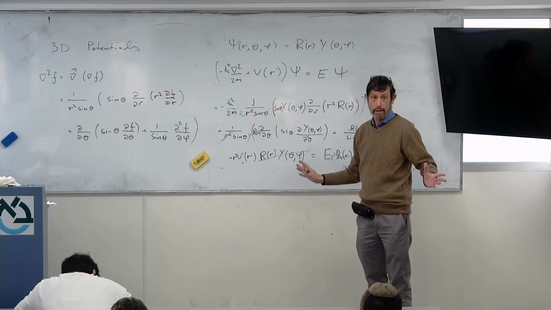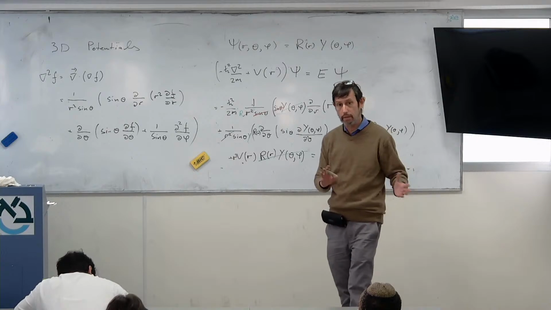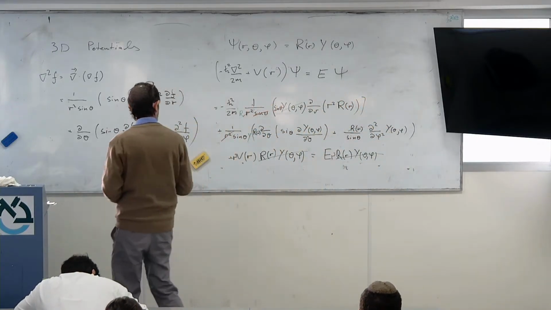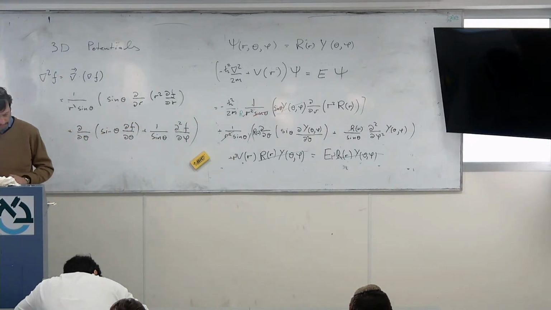Okay, now I have something that's easy to separate into a dependence on R and a dependence on theta and phi. I'll give you a couple of moments to just write it down.